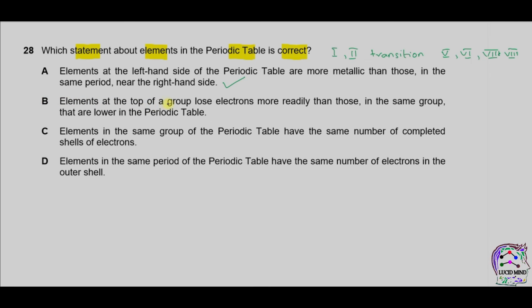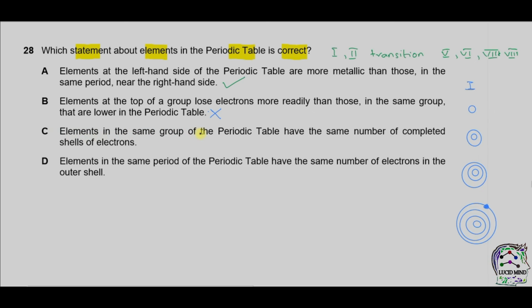Part B. Elements at the top of group lose electrons more readily than those in the same group that are lower in the periodic table. Now for example, if we have group 1, what happens as we move down in the group is that in each period a new shell is added. Now the outer electron is moving far from the nucleus, so therefore it is easy to remove the outermost electron. So it will be difficult to remove the electron from the top element. It will be easy to remove an electron from the element that is present below in the group. So this statement is incorrect.